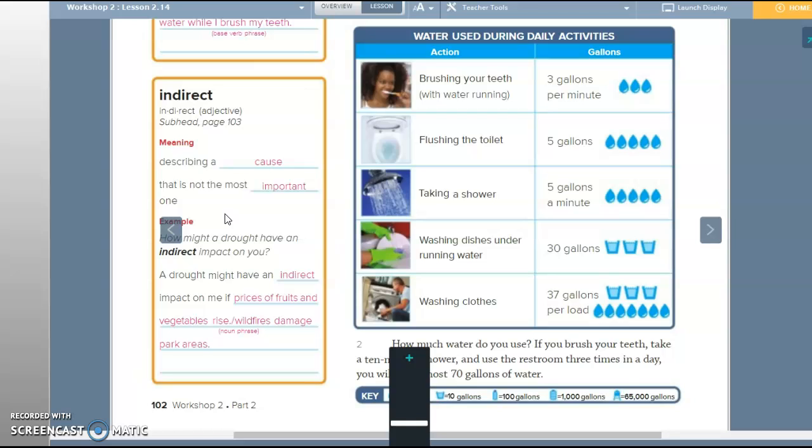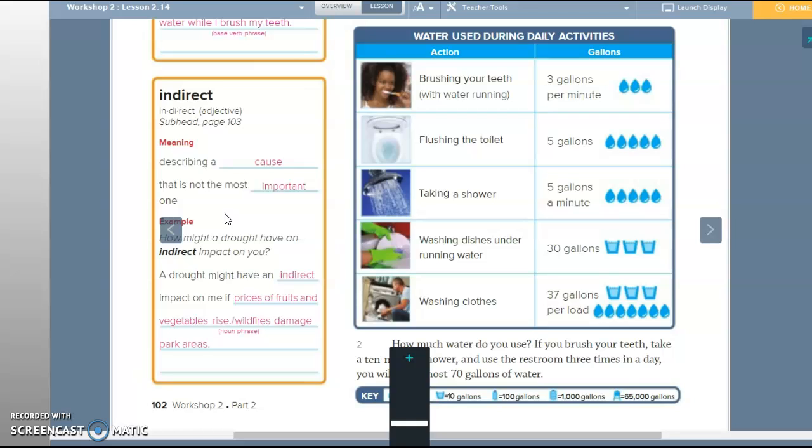How might a drought have an indirect impact on you? A drought might have an indirect impact on me if prices of fruits and vegetables rise or wildfires damage park areas. We don't grow strawberries around here. Maybe some of you do, I don't know, but we don't grow them in large numbers, right? The weather just doesn't cooperate with that.